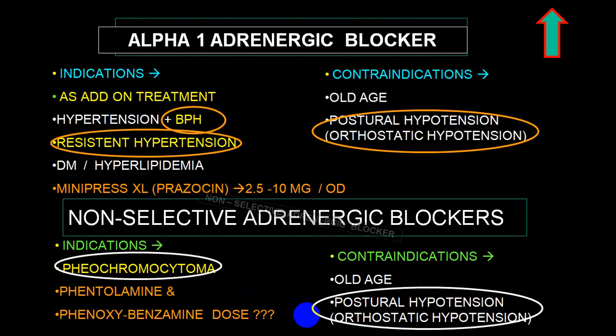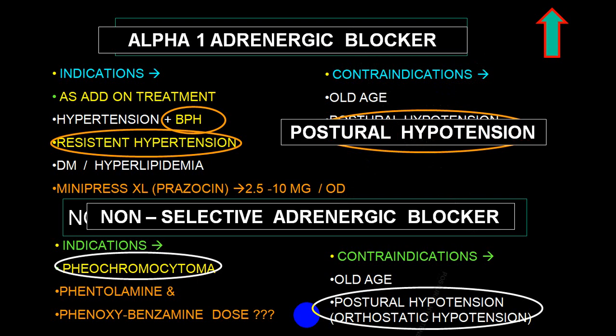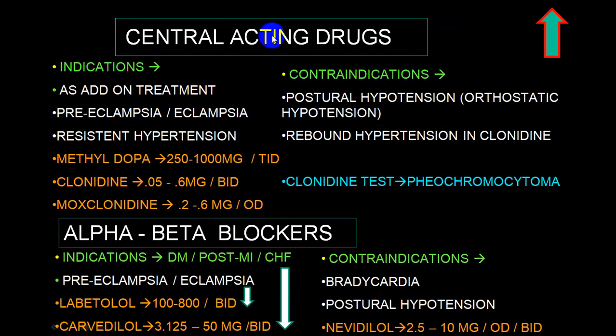We come to another group we call centrally acting drugs. That is the drugs acting at the level of the hypothalamus and autonomic nervous system area. Those drugs are methyldopa, clonidine and moxonidine. These are the three drugs. Methyldopa is a drug of choice during pregnancy, in eclampsia and preeclampsia. But because of a good number of side effects, hepatotoxicity, hypotension, etc., this drug is not commonly utilized.